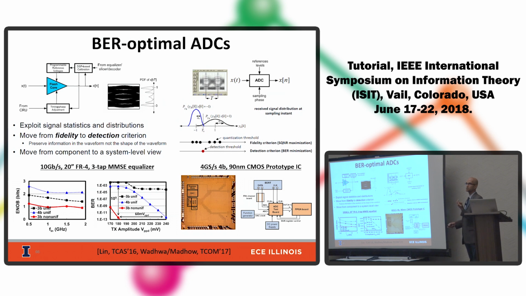It turns out this A-to-D converter is heavily nonlinear. Typical A-to-D converters are designed to meet some linearity constraints. Here, we are allowed to make it highly nonlinear, and you get tremendous savings in bit error rate. Even if you go from 4-bit to 3-bit, a 3-bit BER-optimal ADC gives you significantly more reduction in bit error rate compared to a uniform ADC. This is also a practical design that was implemented in a prototype IC.